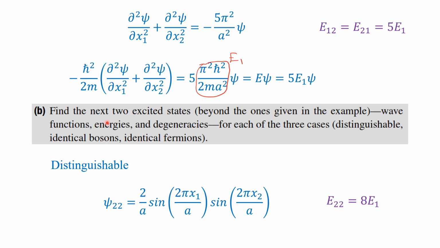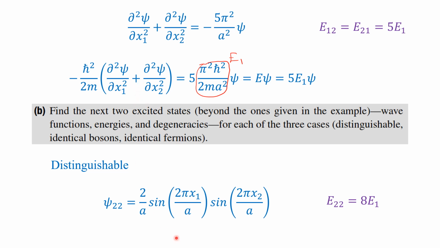Next, we will move on to part B. Find the next two excited states beyond the one given in the example. The wave functions, energies, and degeneracies for each of three cases: distinguishable, identical boson, identical fermion.